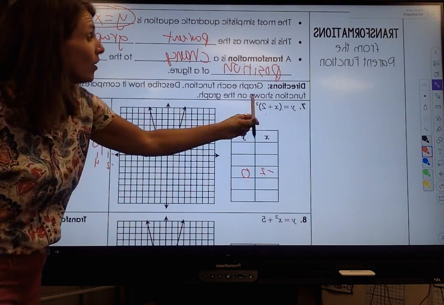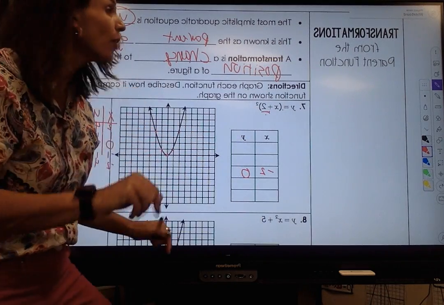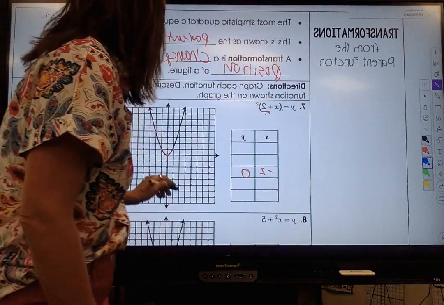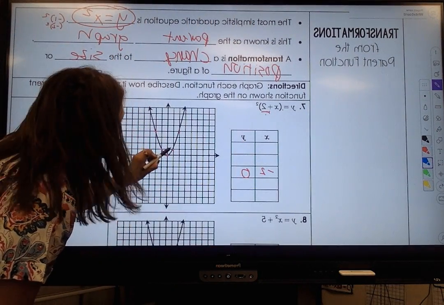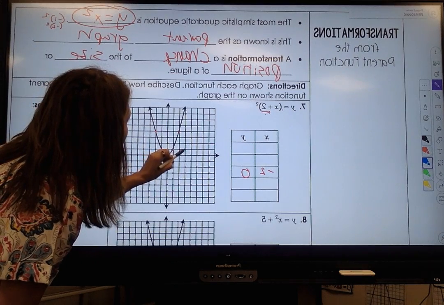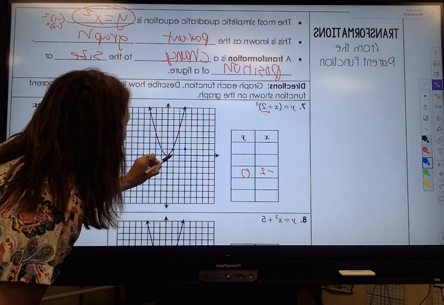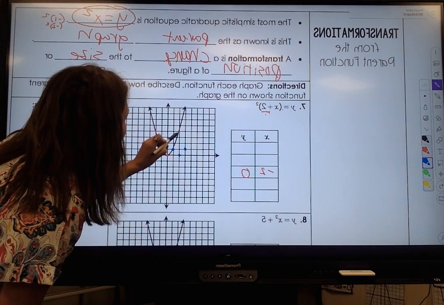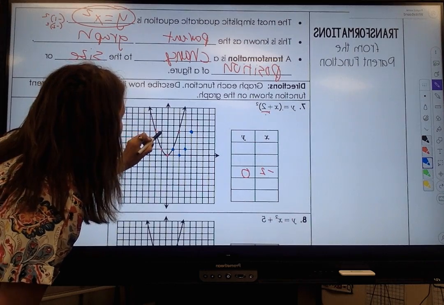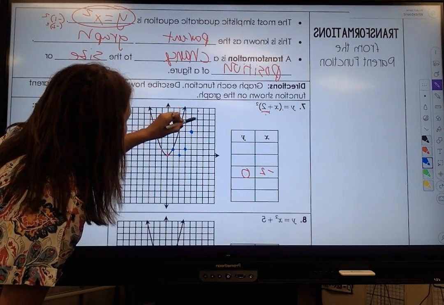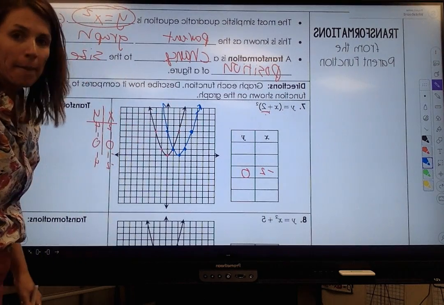Now, I know this represents a horizontal shift left. So what that means is these points are all going to shift to the left 2 units. I can shift this guy 2 units. I can shift this guy to the left 2 units, and I can shift this guy to the left 2 units. And then I draw my points. You see how I did that?